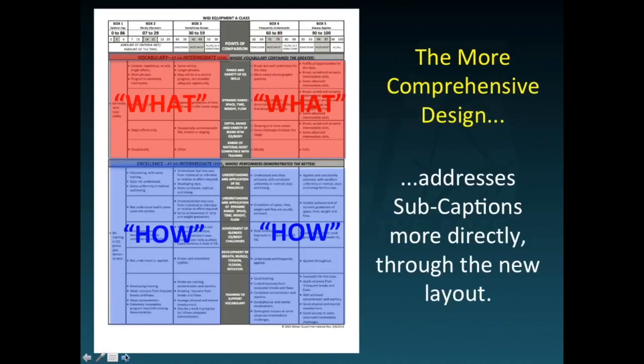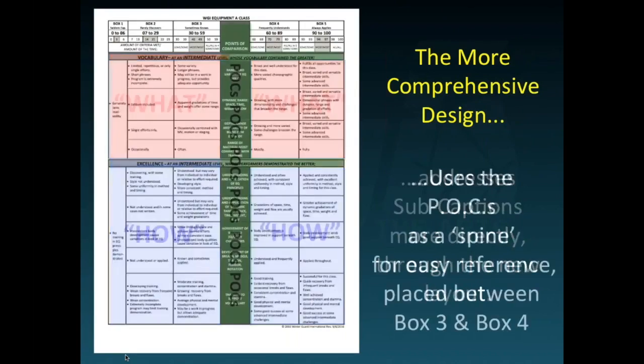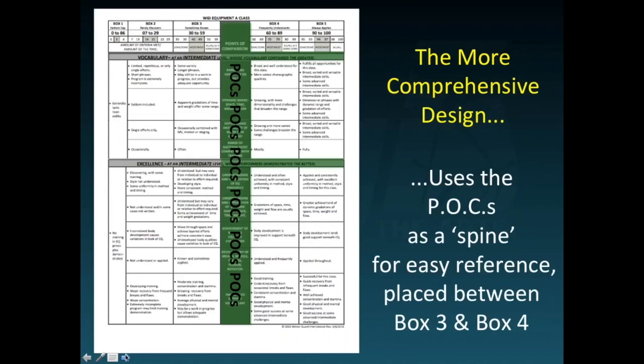You still have represented ultimately your two subcaptions. There's your what and the how, and again, we're still looking at the A-class equipment sheet. Your POCs, your points of comparison, are now listed down the middle. You'll see at the top it says points of comparison, and then where I label POCs, you then see the very first one, range and variety of equipment skills.